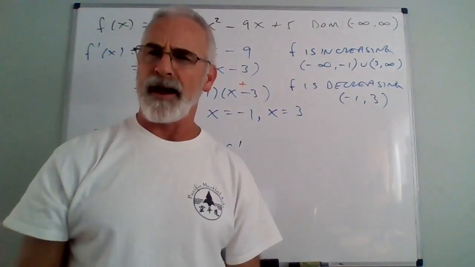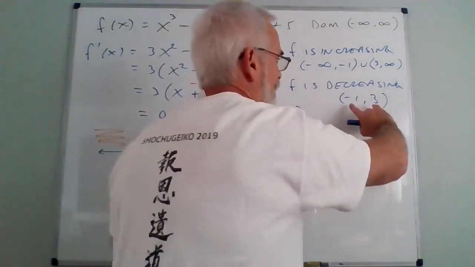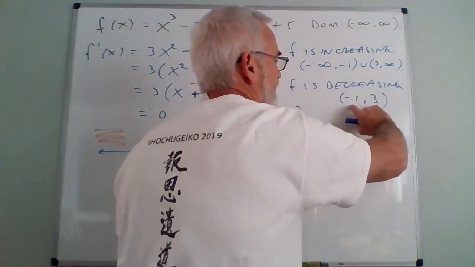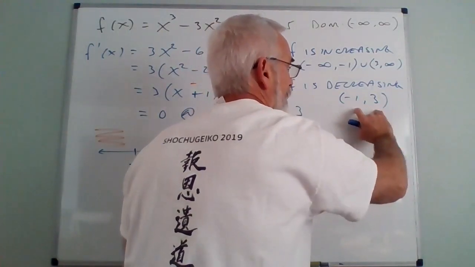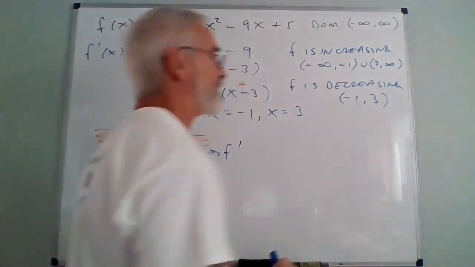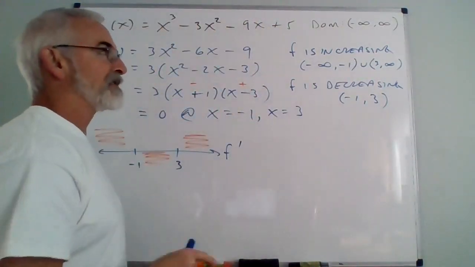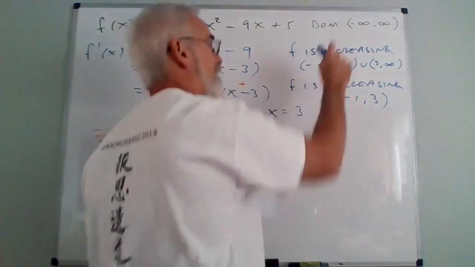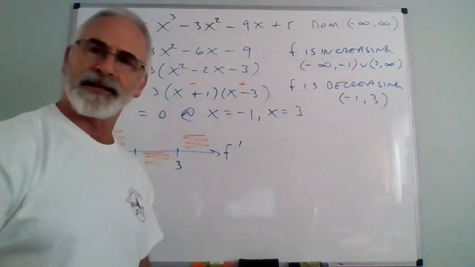Well, there's a problem with that because, see, this says that f prime of x is negative everywhere in this interval. But if I make that closed at negative 1 and I make that closed at negative 1, then I'm saying the derivative equals 0 at negative 1, the derivative is positive at negative 1, and the derivative is negative at negative 1.